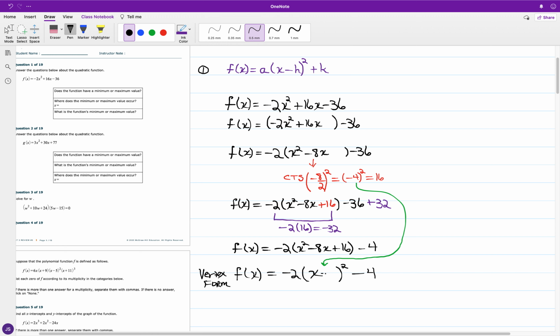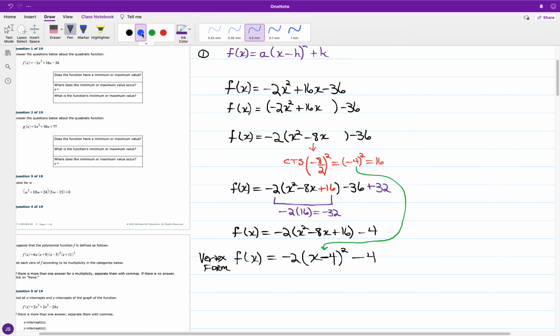So that minus 4, or whatever value I square out in the completion of the square process, will reappear in the binomial upon conversion to the vertex form. So I have negative 2 times the square of x minus 4, followed by the subtraction of 4.